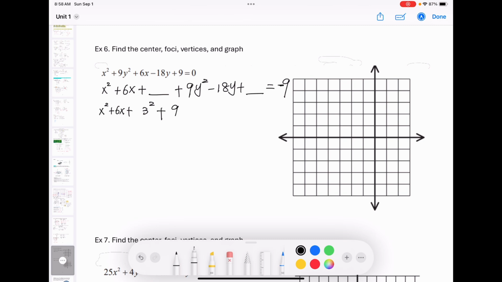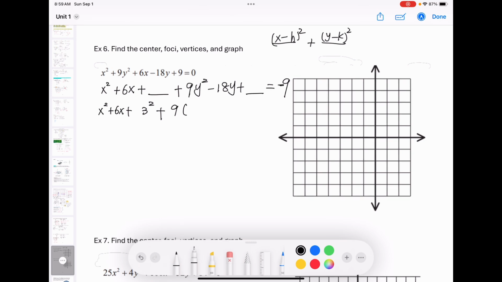And then plus 9y squared. In our formula, another one is y minus k squared. So do I have 9y here? No, we only have the y. So we need to factor out the GCF from the y part. Factor out the 9, and we have y squared minus 2y. We need something to make a perfect square. What should we do? We should find half of the 2 and square it. Half of 2 is 1, 1 squared is 1.